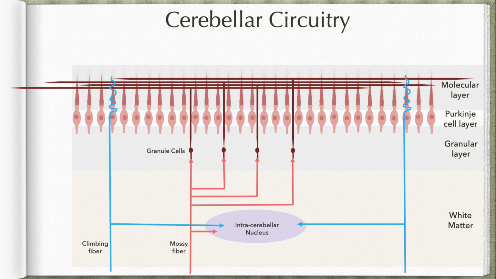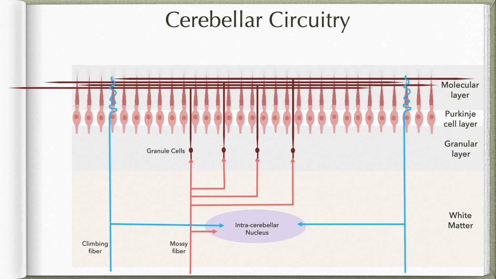However, each climbing fiber makes hundreds of synapses with the dendritic tree of the Purkinje cell. So parallel fibers would synapse with many cells, but with each cell they make only one single synapse. Here the climbing fiber synapses with only one cell but makes multiple hundreds of synapses. Okay, so that's the difference between the mossy fiber ending and the climbing fiber ending on the Purkinje cell dendritic tree.